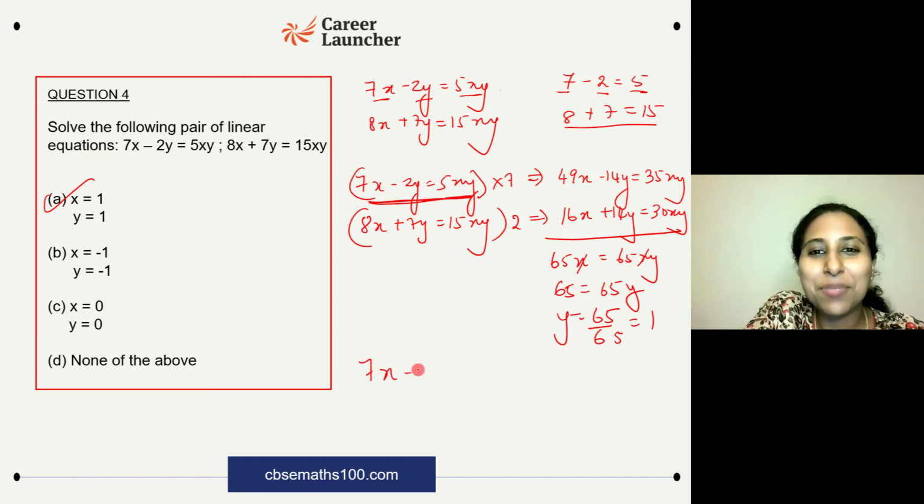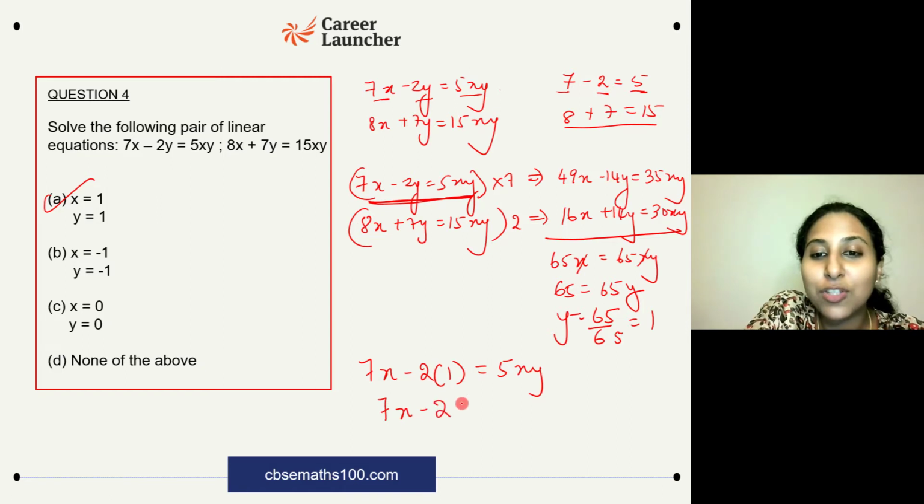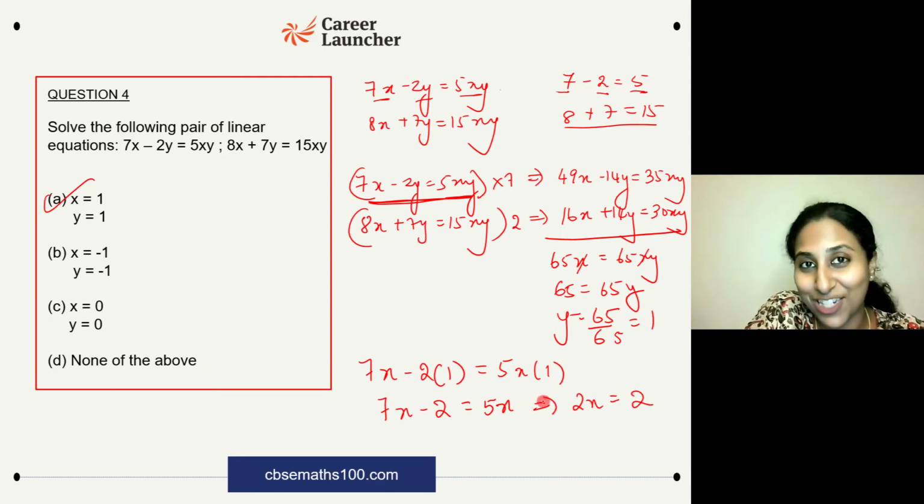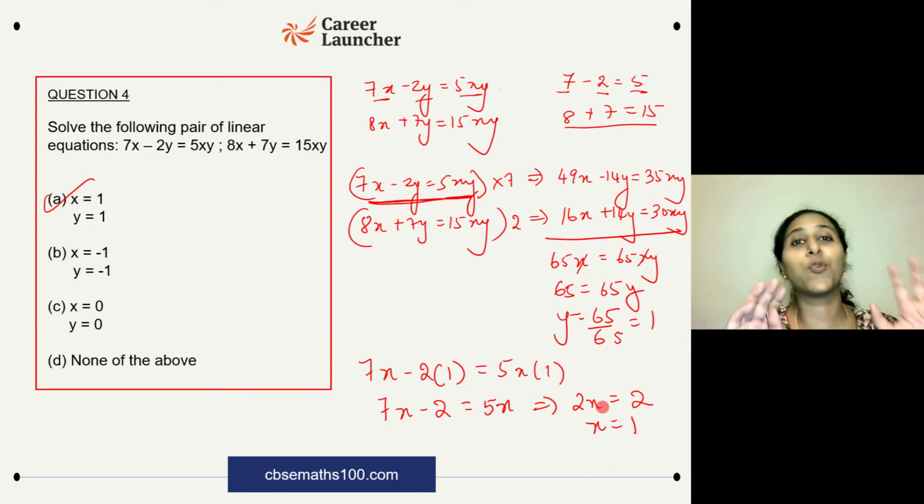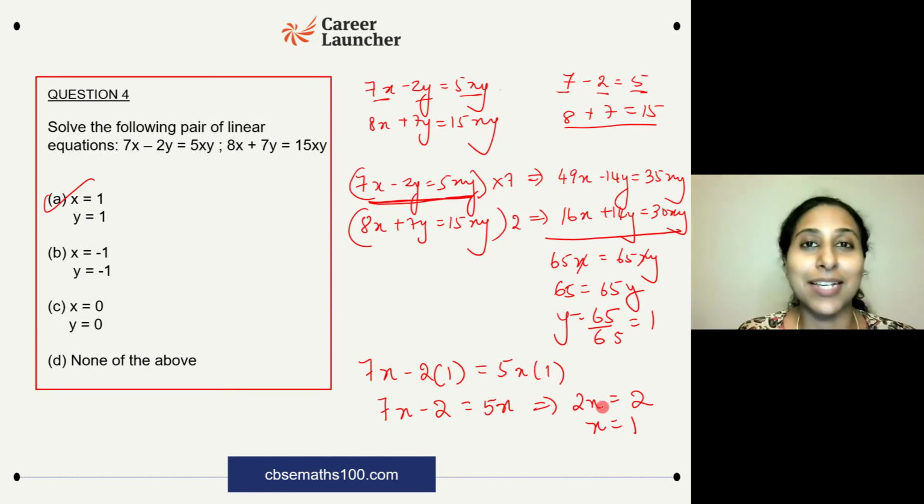So you have 7x minus 2 into 1, the value of y here, equals 5xy. And that means 7x minus 2 equals 5x. We could have replaced this y also with 1. So you get 7x minus 2 equals 5x. This implies 2x equals 2 when you rearrange. And you get x equals 1. So this is the way you could have solved this by the elimination method as well. You will get x equals 1, y equals 1.